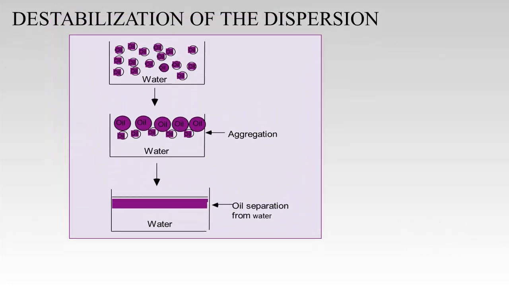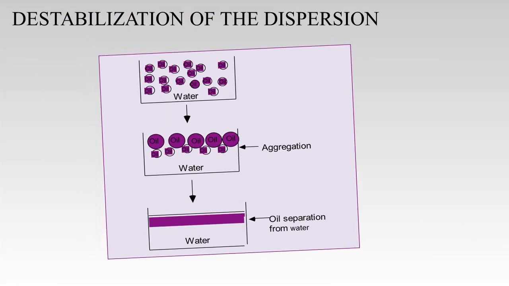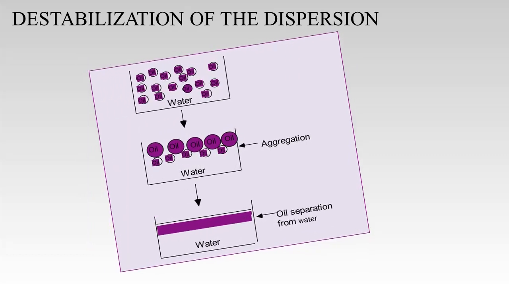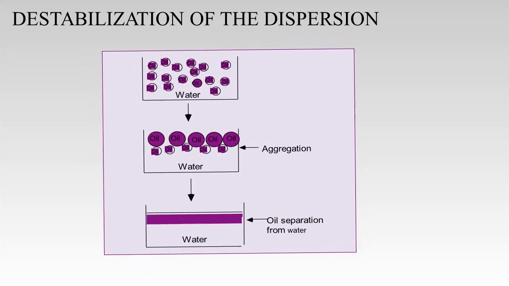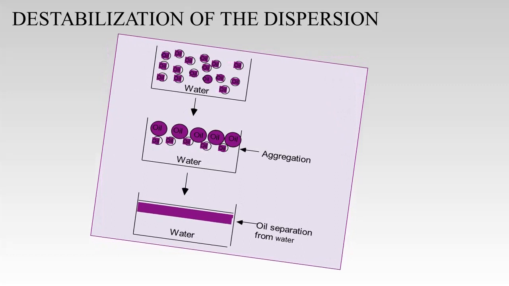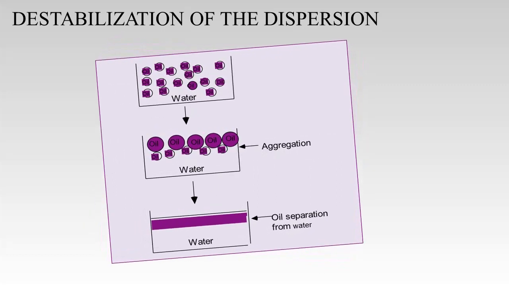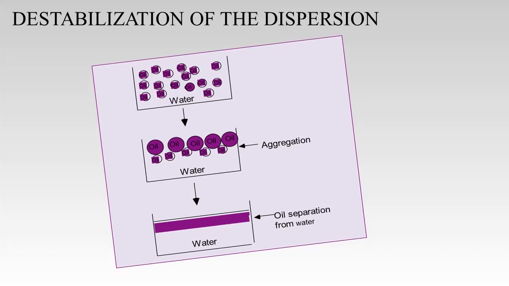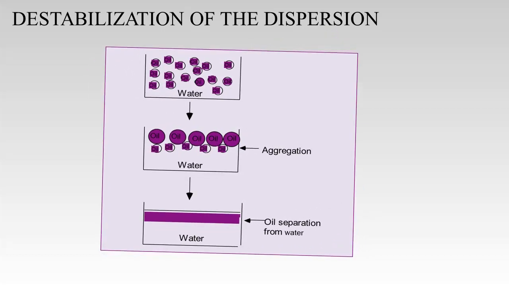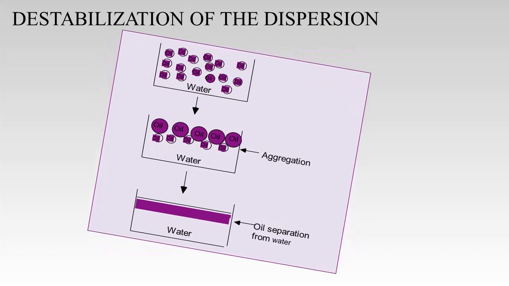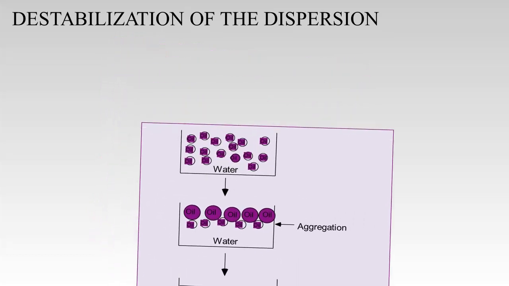This picture shows the destabilization of the oil and water dispersion. Initially the oil molecules react with water molecules. Then aggregation of oil molecules takes place. After that all oil molecules combine together and form a layer above the water surface. But there is no complete dispersion of water and oil molecules. Emulsion. Before we see about emulsion, let's see some important terms.